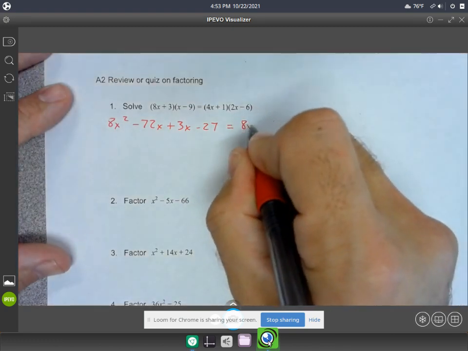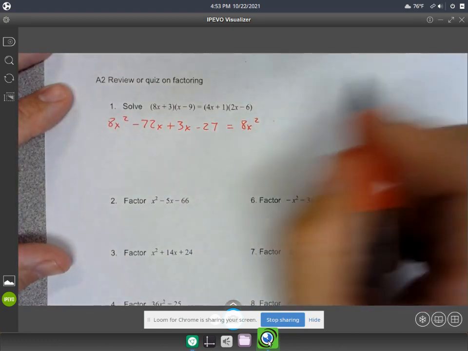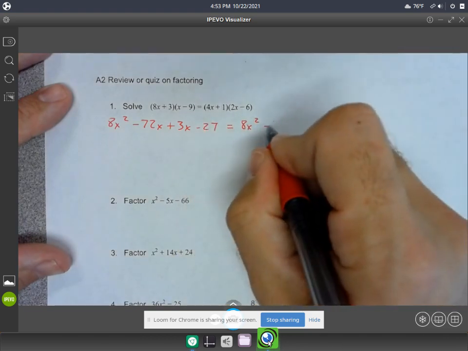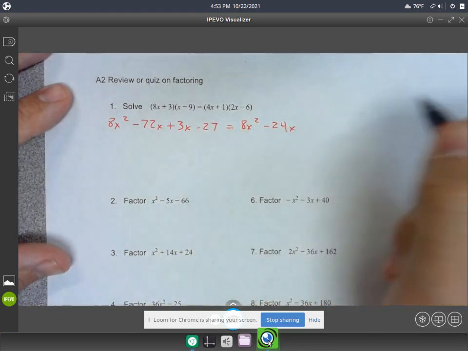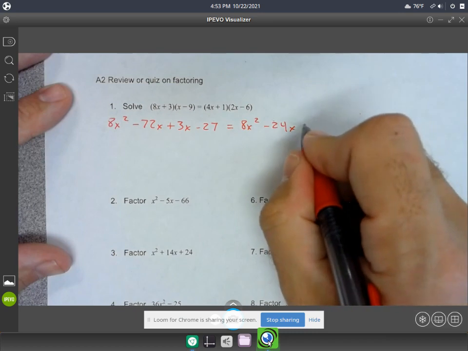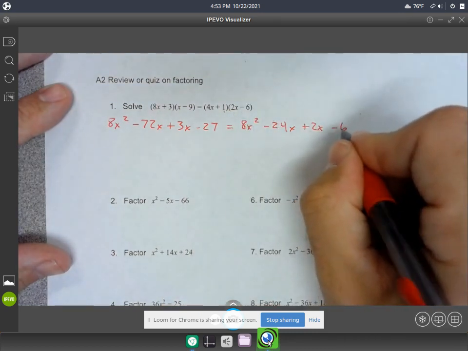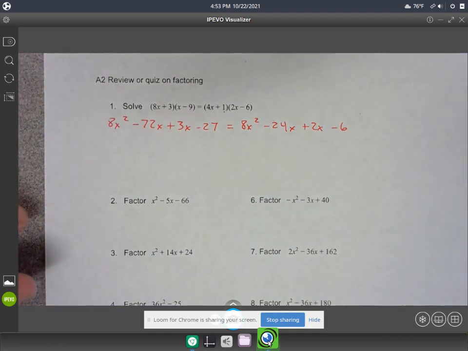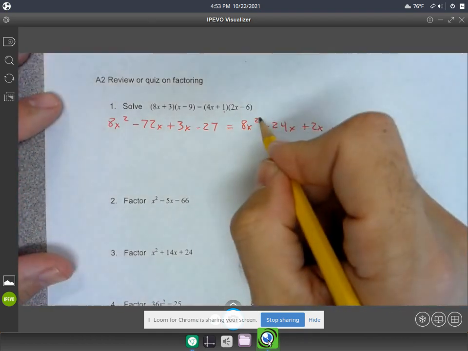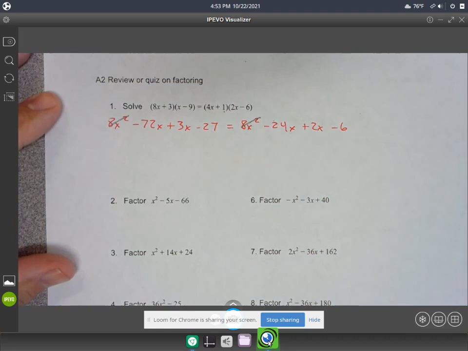Right-hand side is going to be 8x squared. And then 4 times negative 6 will be negative 24. 1 times 2x will be 2x. All right, and then 1 times negative 6. So the thing to notice is your 8x squareds cancel.